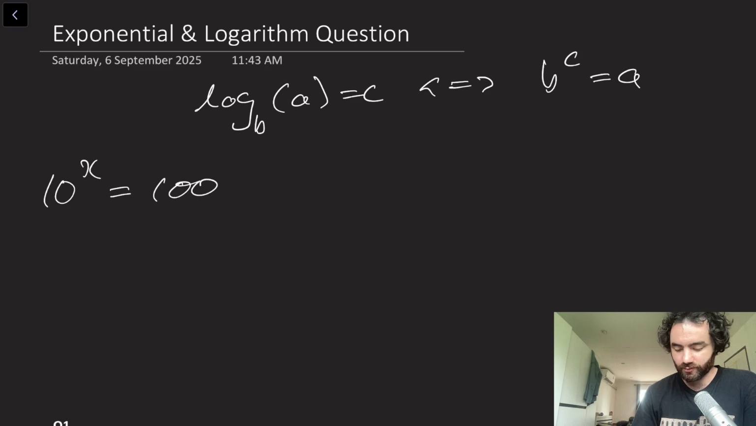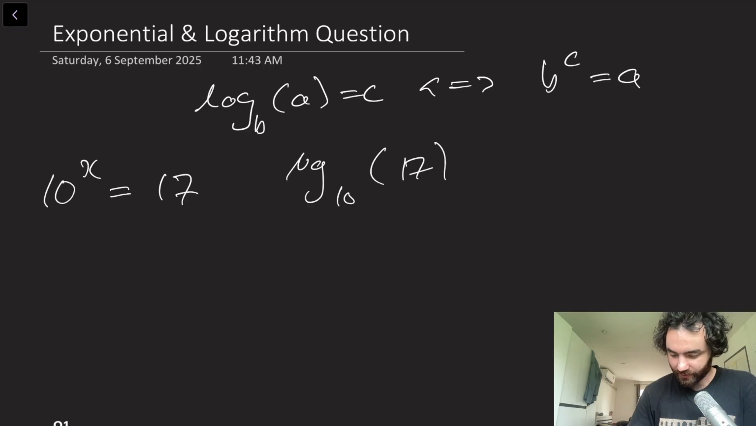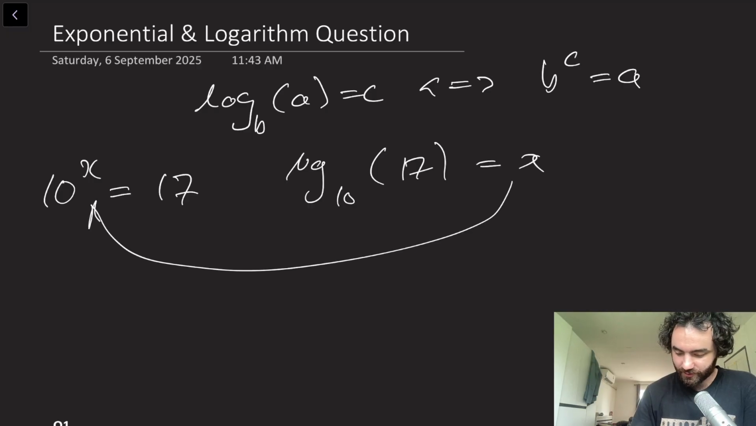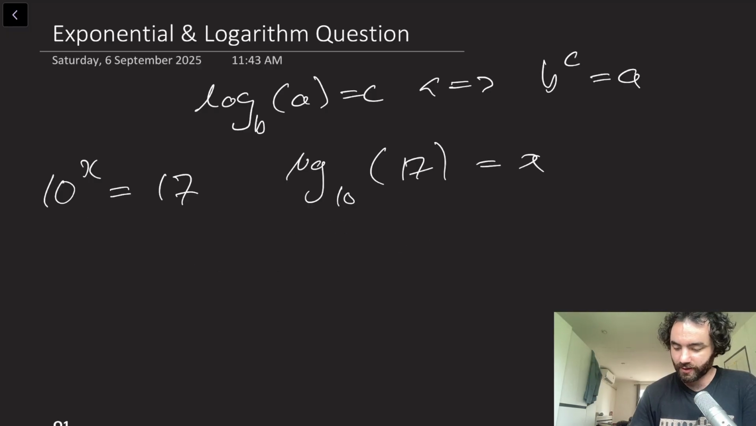But what if it wasn't equal to 100? What if it equals 17? Well, now that becomes very hard. And what you say is, this thing is of this form; they're equivalent, stating the same thing. It would be log to the base 10 of 17 that equals x. So x will equal this if you plug it into your calculator.